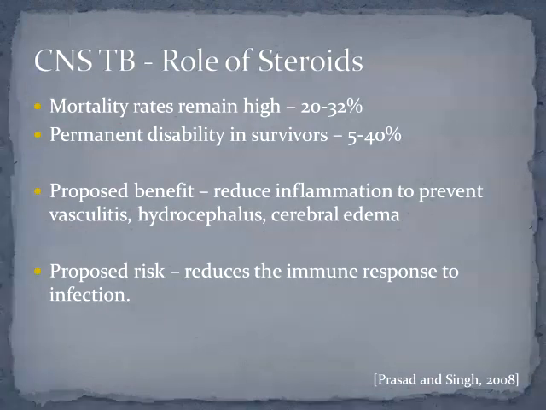So as I mentioned, we treated this patient with pulse steroids. And so what's the role of steroids in TB meningitis? Even with steroids, the mortality rate is very high, but it is better than without. The mortality rate is still 20 to 30% with steroids. The proposed benefit is to reduce that inflammation that I mentioned in the basal meninges, so preventing the complications of hydrocephalus, vasculitis, et cetera. The risk is that it will further lower the immune system and potentially worsen the infection.